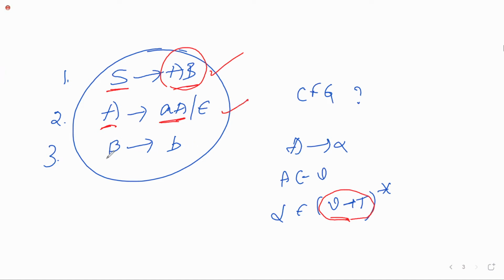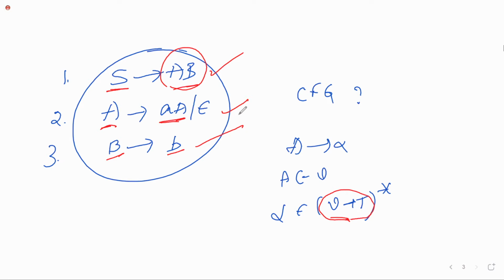B to b. Is it true or false? Yes, ma'am. True, ma'am. Small b is a terminal. So here I have covered everything. A combination of two variables, a variable and terminal combination, only terminal, or else epsilon. Am I clear with this?